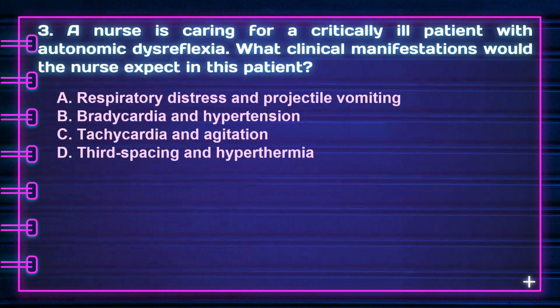Number three, a nurse is caring for a critically ill patient with autonomic dysreflexia. What clinical manifestations would the nurse expect in this patient? A. Respiratory distress and projectile vomiting. B. Bradycardia and hypertension. C. Tachycardia and agitation. Or D.